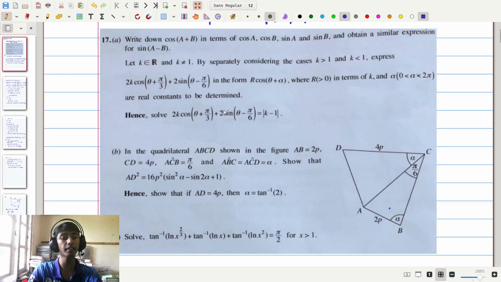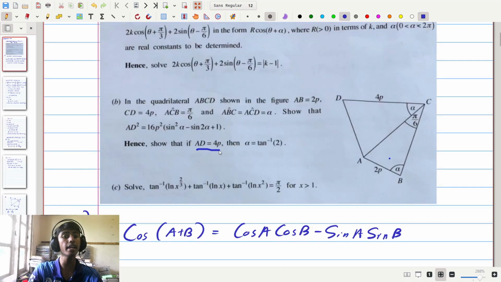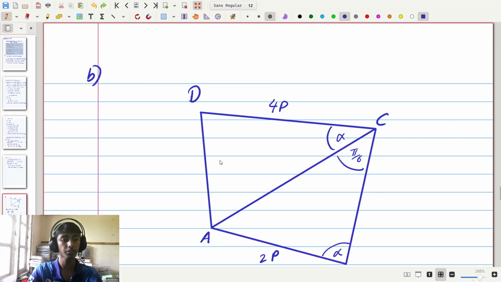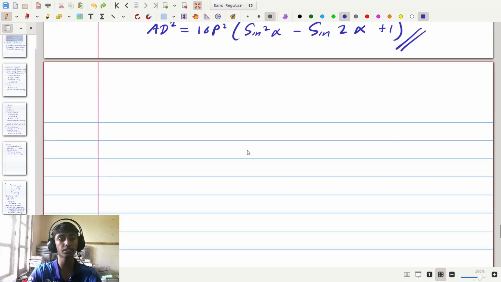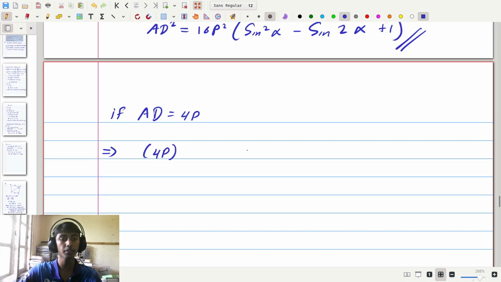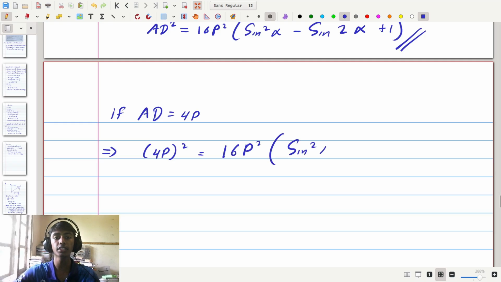Now for the next part, they said, hence show that if AD is equal to 4p, then alpha must be equal to tan inverse of 2. So considering that, if AD length is equal to 4p, then substituting into the above equation, on the left hand side we're going to have 4p squared equals, on the right hand side we're going to have 16p squared times sine squared alpha minus sine of 2 alpha plus 1.